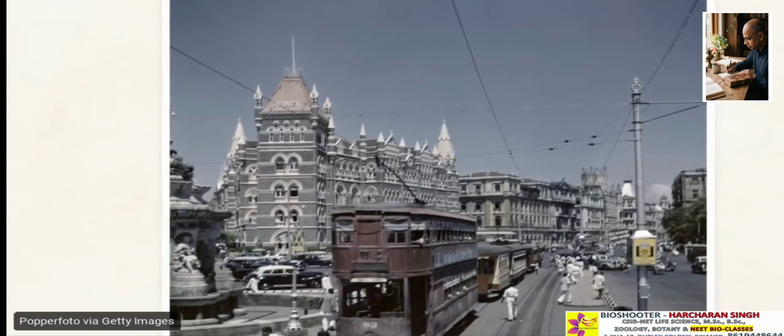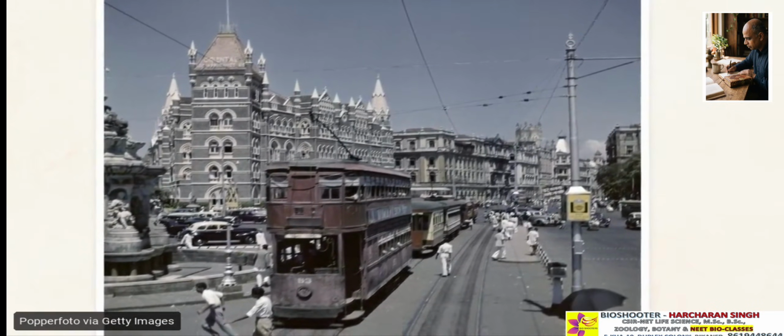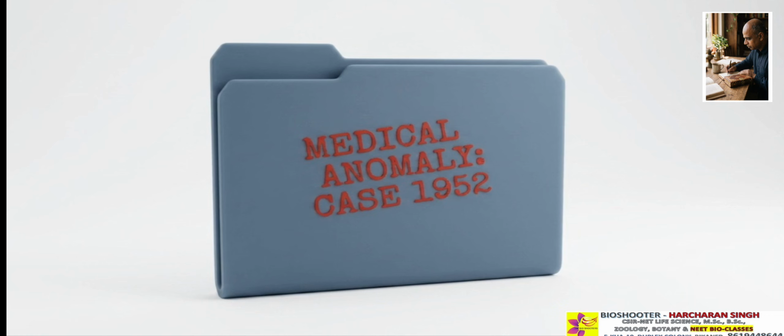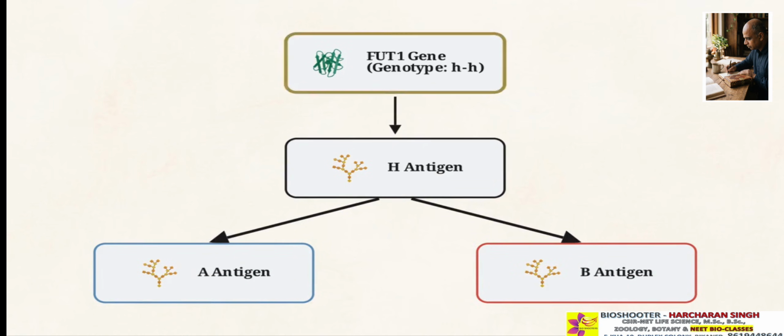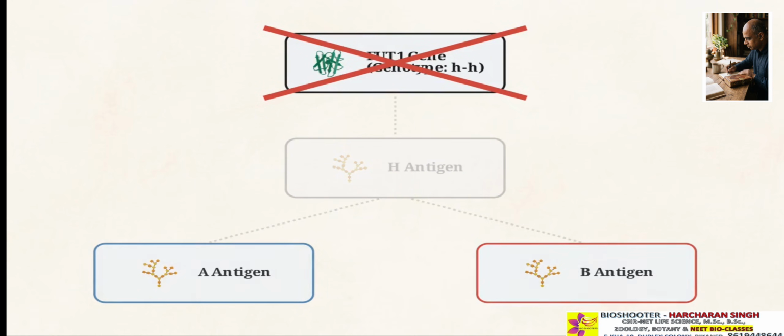In 1952, Dr. Y.M. Bhende and his colleagues documented a break in this predictive model in Mumbai, discovering an anomaly now known as the Bombay phenotype, or Oh. This metabolic cascade chart reveals the epistatic block causing the anomaly. If an individual inherits a recessive mutation at the FUT1 locus, the hh genotype, their body cannot synthesize the foundational H antigen. This halts the sequential pathway before the ABO gene can interact with it.